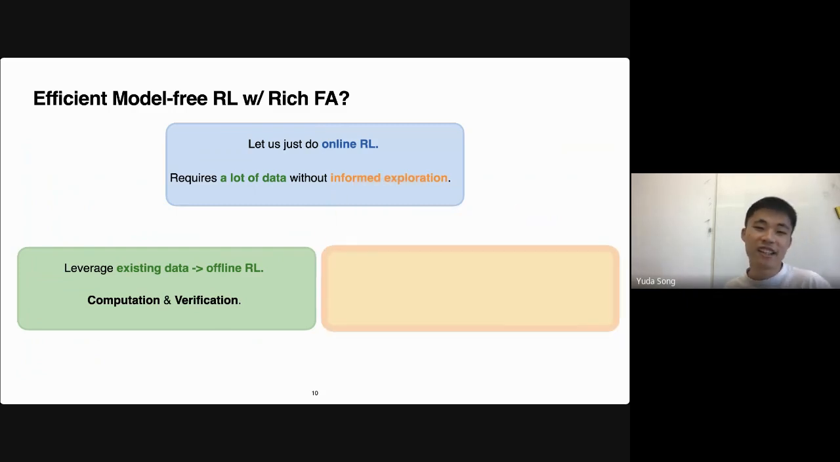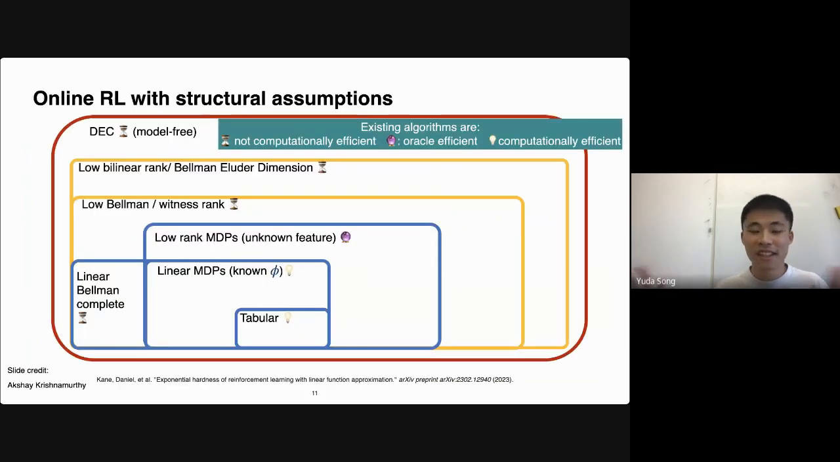And okay, then we still have another route to go. So what if we assume structures and we can perform informed exploration? Let's leverage the structure of the problem. And again, I think everyone is familiar with this diagram, but let's just quickly recap.